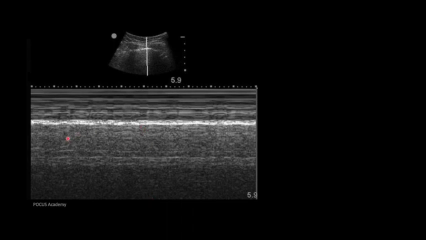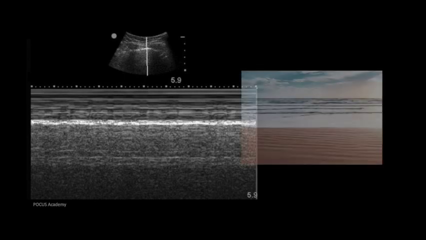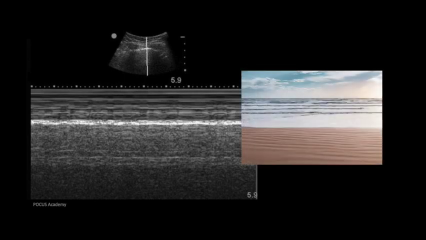So that pleural shimmer here gets translated into a grainy, TV static image deep to the pleural line. Some people have compared this to the appearance of a seashore, and so accordingly, this is called the seashore sign. It's a sign of positive lung sliding and is what we expect to see in a healthy lung field.